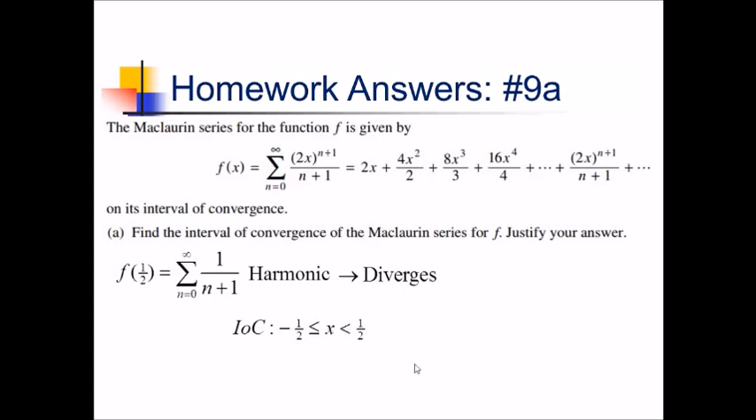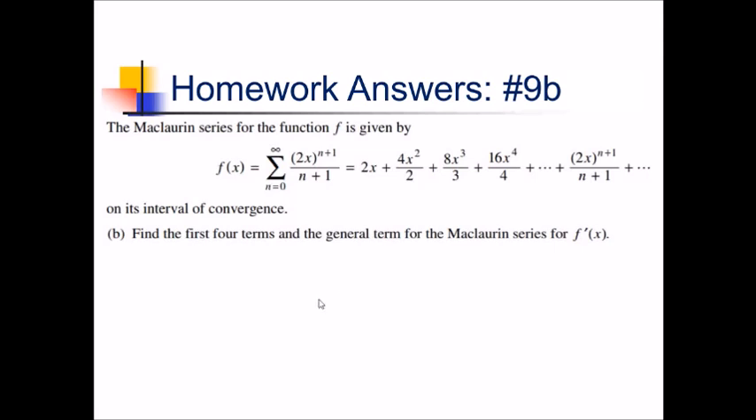For part B, they want us to find the first 4 terms in general term for the Maclaurin series for f prime of x. So the process here is pretty straightforward. You just have to take the derivative of the first 4 terms and the general term. You've got to be careful on this last one, we'll see in a sec, but let's start at the beginning.